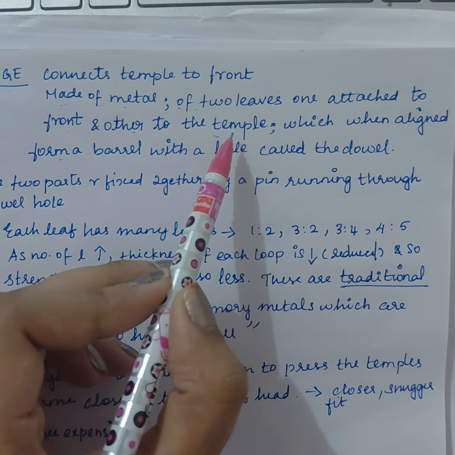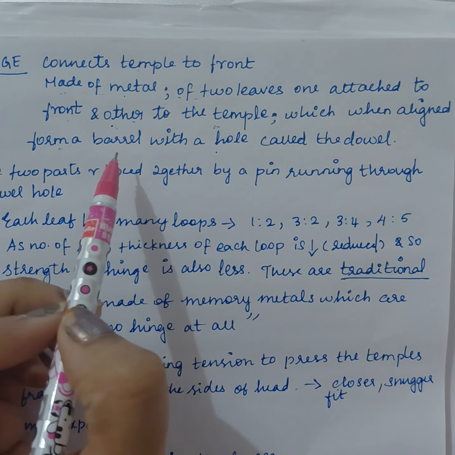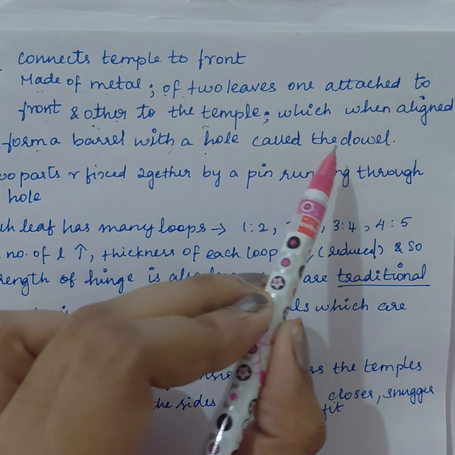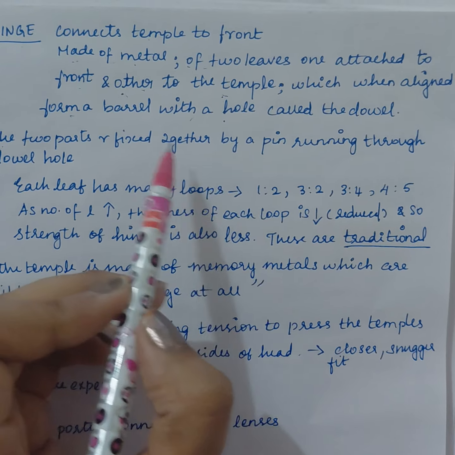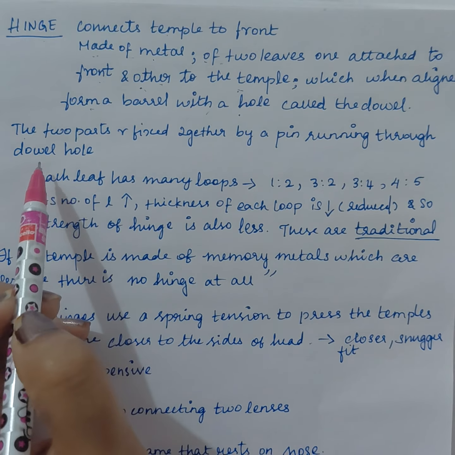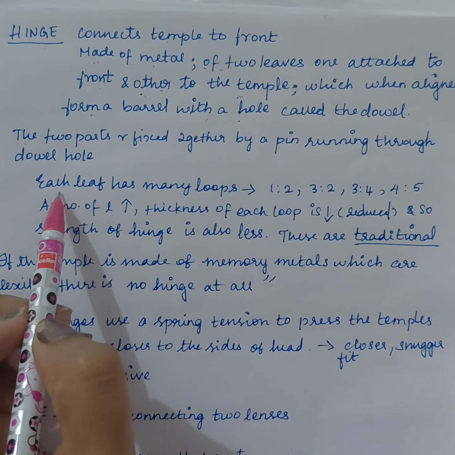When the two leaves, one attached to the front and the other to the temple, are aligned, they form a barrel with a hole that is called the dowel hole. These two parts are fixed together by a pin running through the dowel hole. In that hole there is a pin that is fixing it together.